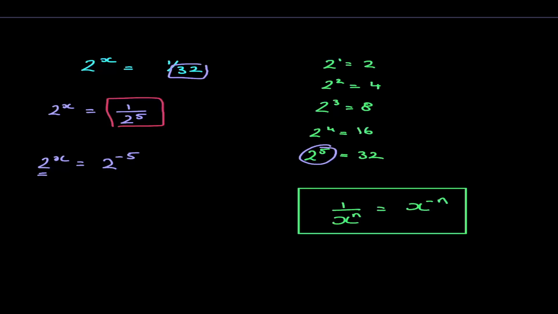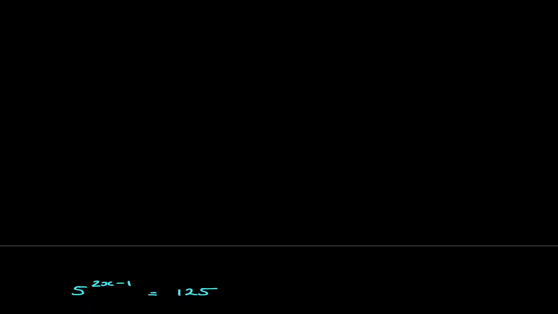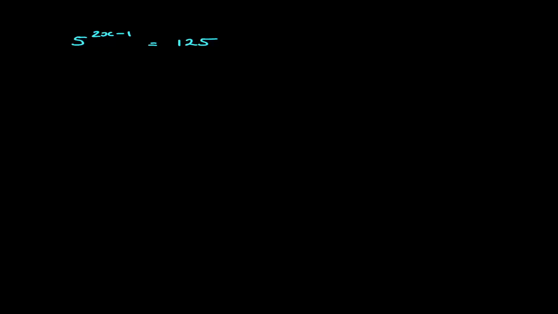Now, because the bases are the same, you can make the indices equal one another. So in this case, x just equals negative 5. So hopefully it's making sense. It's nice and fun. Let's do one more. So even more challenging. I've got 5 to the power of 2x minus 1 equals 125. Actually, this is not that challenging at all. You should be able to do this now.